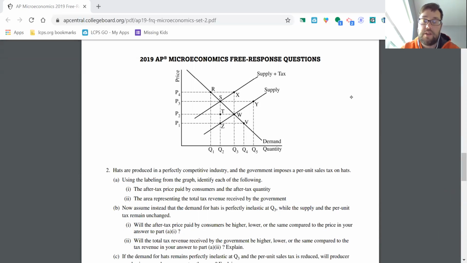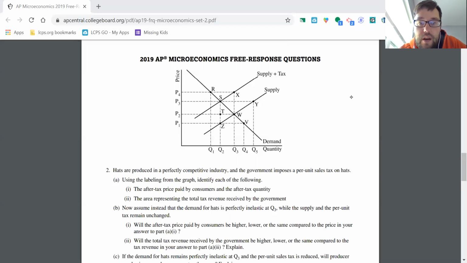Perfectly inelastic means we demand the quantity at Q3 no matter what the price is, right? Whatever the price is, we're going to pay it. We need that quantity. And the supply and the supply plus tax curves remain unchanged. Then they want to know, part one, will the after-tax price paid by consumers be higher, lower, or the same compared to the price in your answer to part A1?